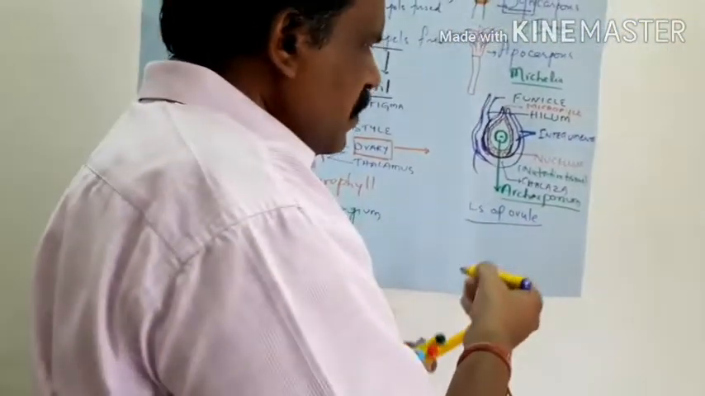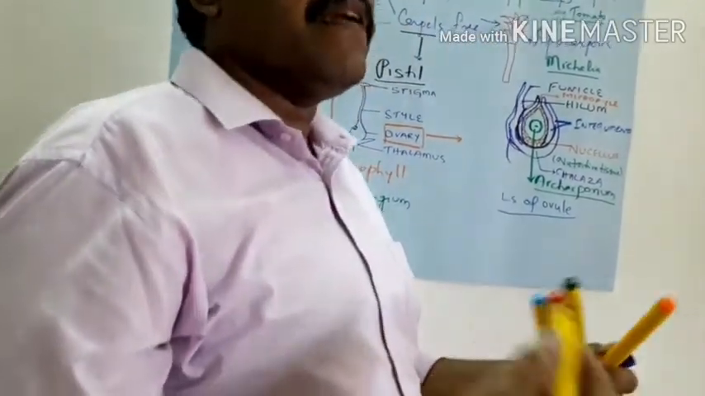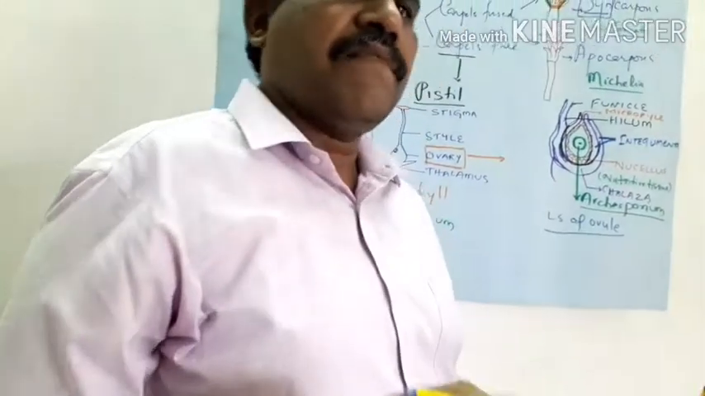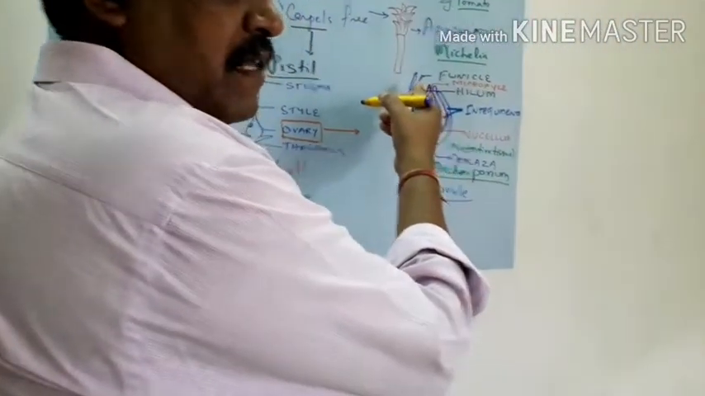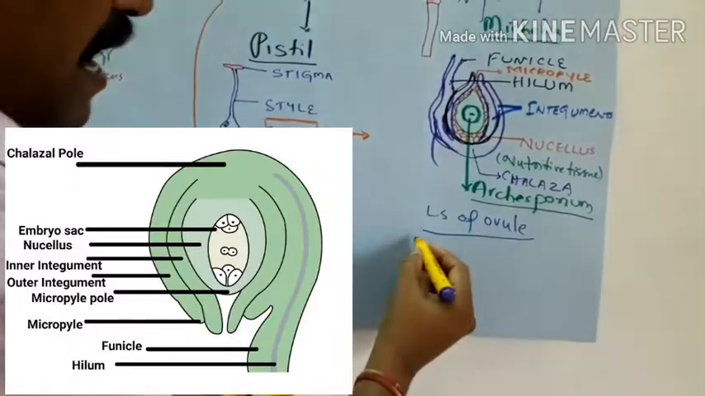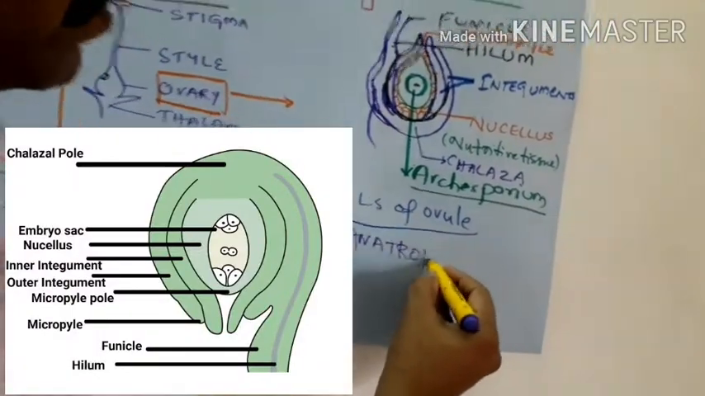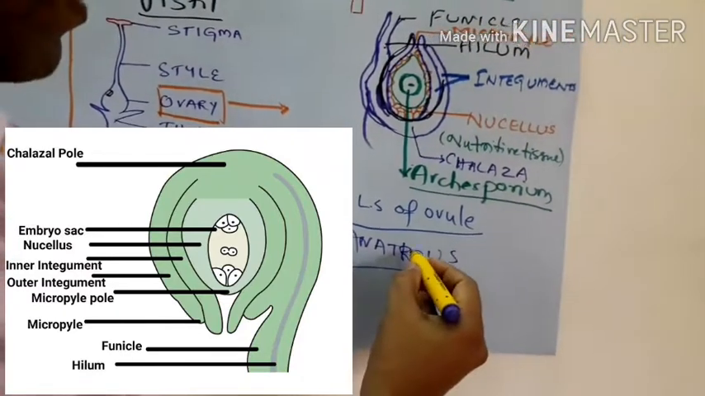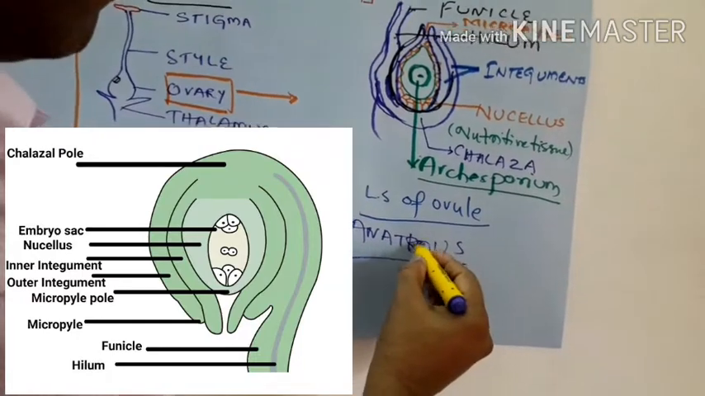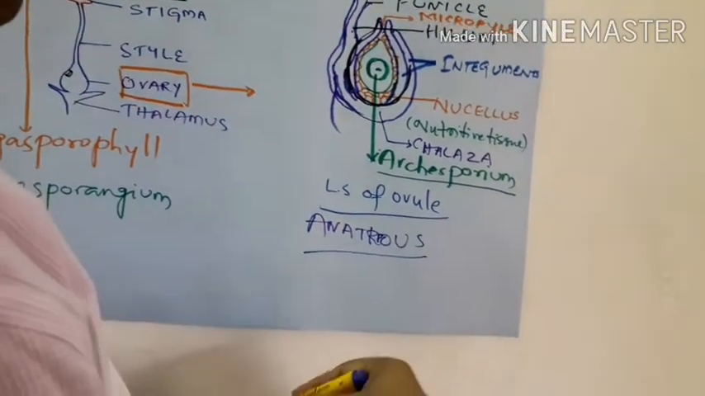Now, depending upon the position of the micropyle, the ovules are classified into many types. Let us go very strictly with the NCERT syllabus. This ovule which is very close to the funicle is called an anatropous ovule.